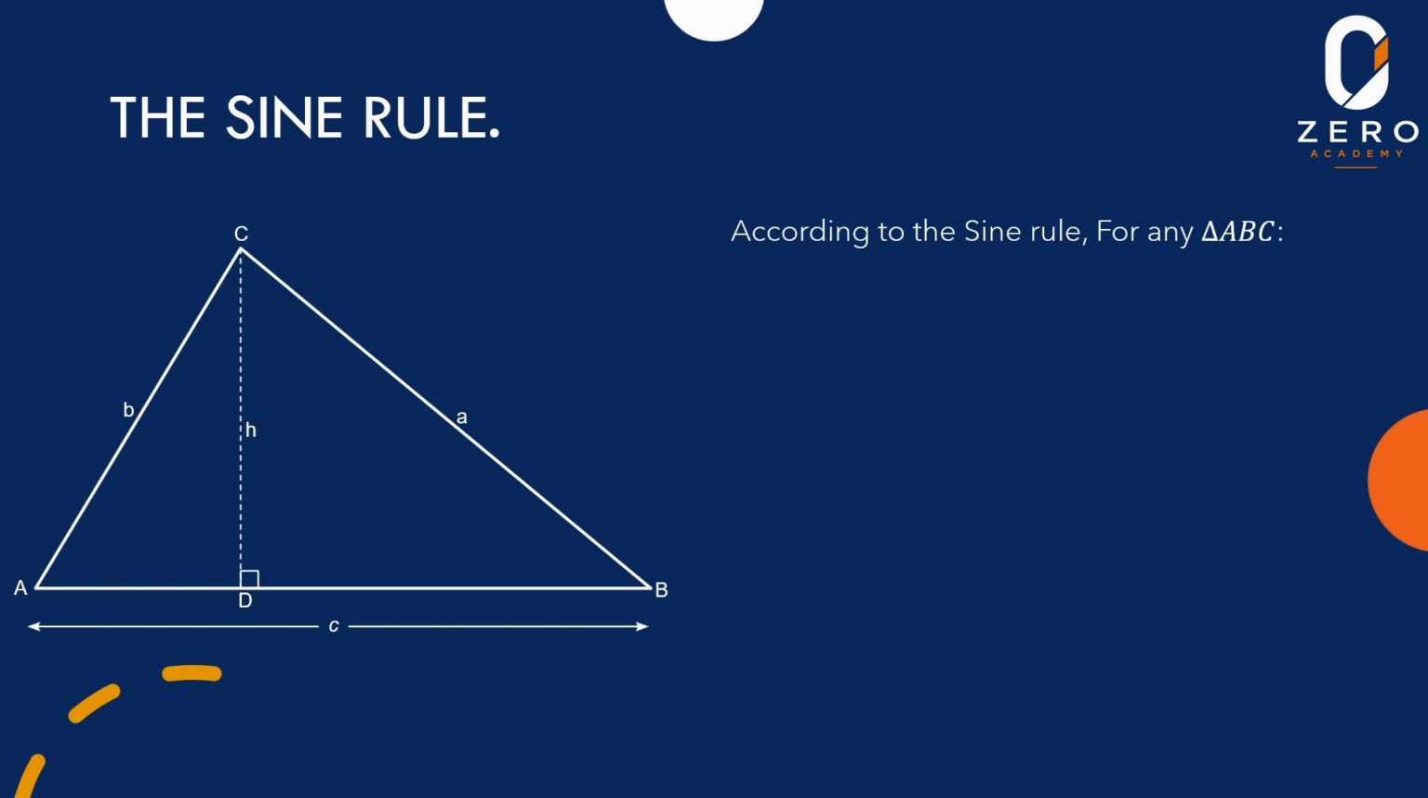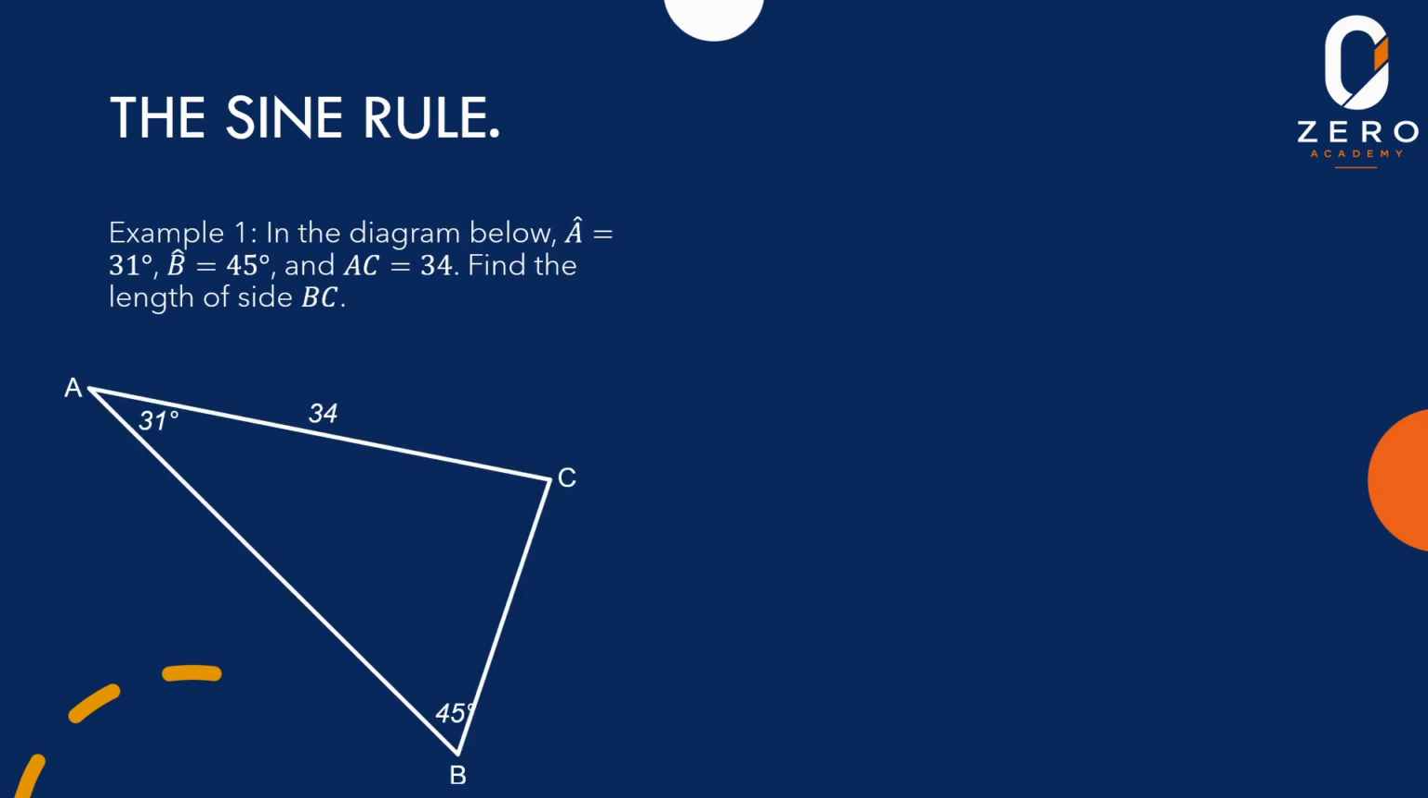So according to the sine rule, for any triangle ABC, sine A over a is equal to sine B over b is equal to sine C over c, or flip it around, a over sine A is equal to b over sine B is equal to c over sine C. Now let's take a look at an example.